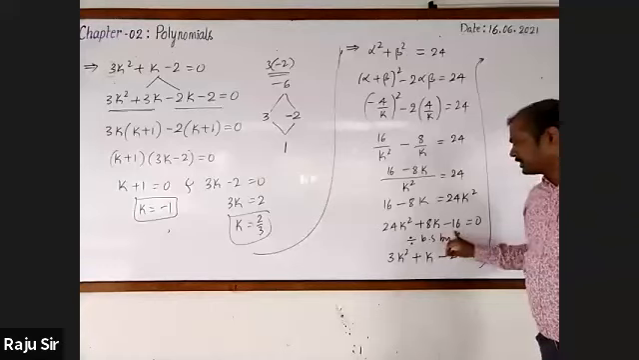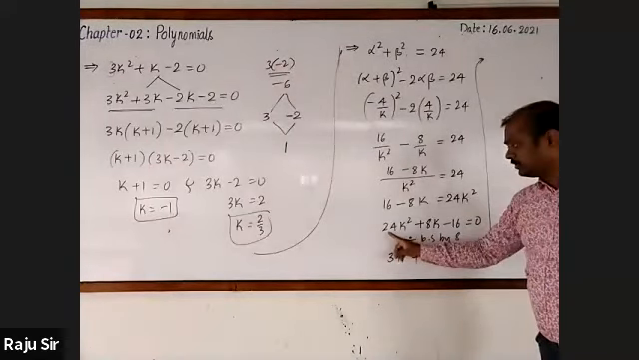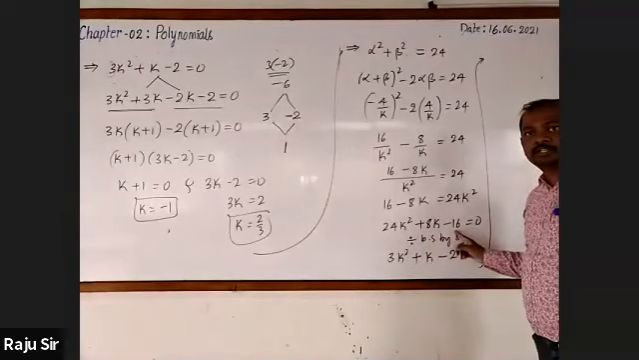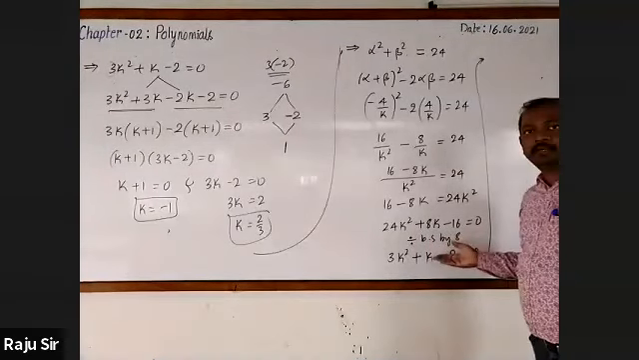Sir, why did you divide by 8 on both sides? Because here all the coefficients are multiples of 8. 8 3s are 24, 8 1s are 8, 8 2s are 16. So that is why we have divided by 8.